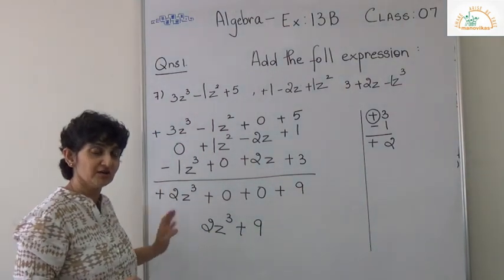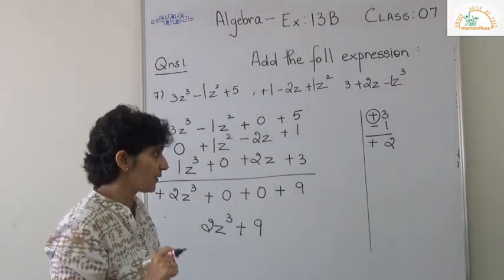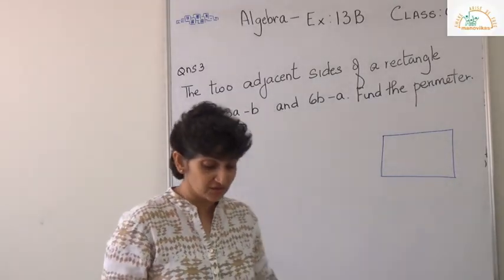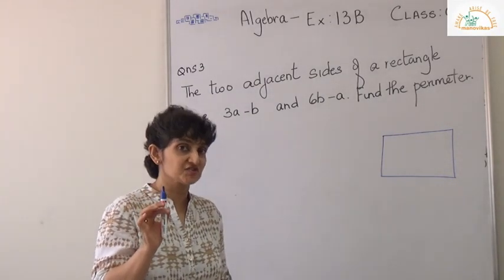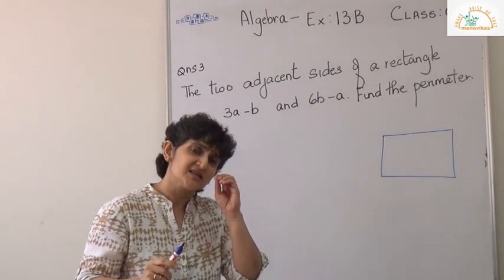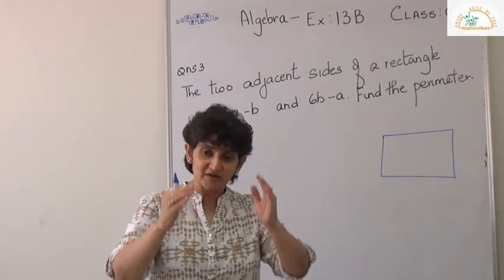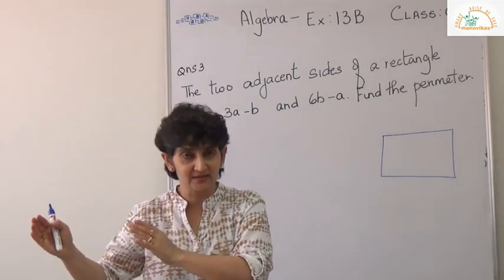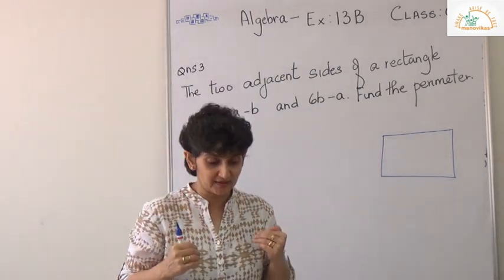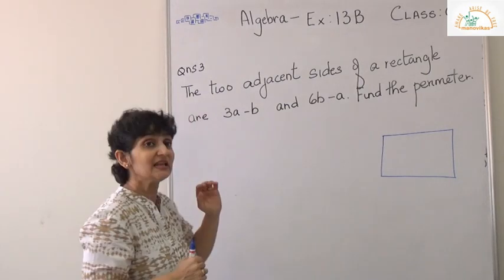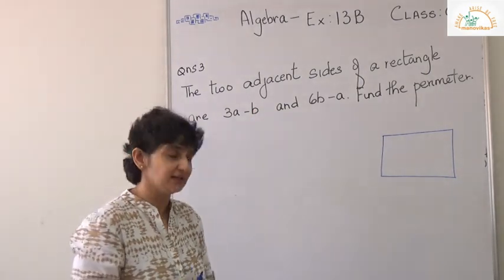Have you understood, children? Let's move on to the next question. Your next question 2, I will not solve, children. You will do it. It is similar to question 1. All you need to do is put it according to the like terms and then solve it. So I will move on to question 3 of exercise 13b.